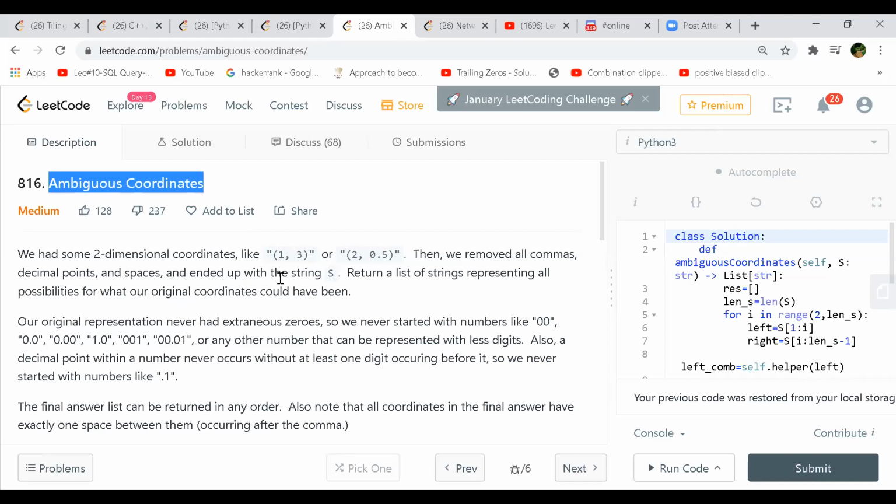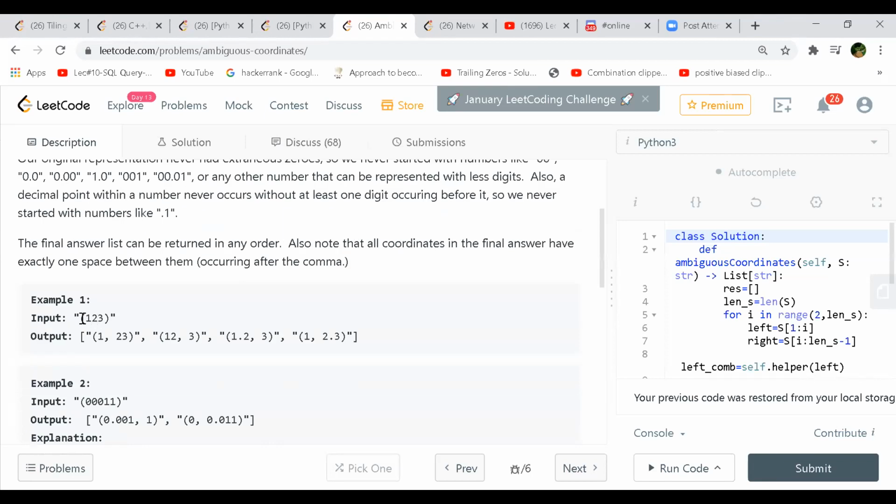So next is ambiguous coordinates. Here we have two-dimensional coordinates like this and this. Then we removed all the commas, decimal points, and spaces, and ended up with a string. We have to return a list of strings representing all the possibilities for what our original coordinates could have been.